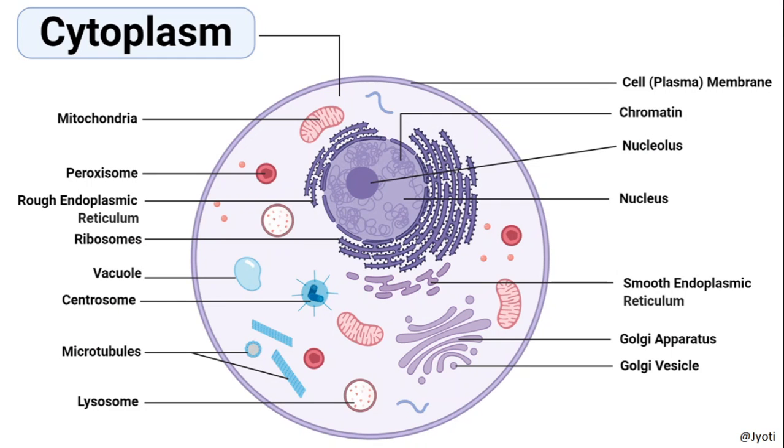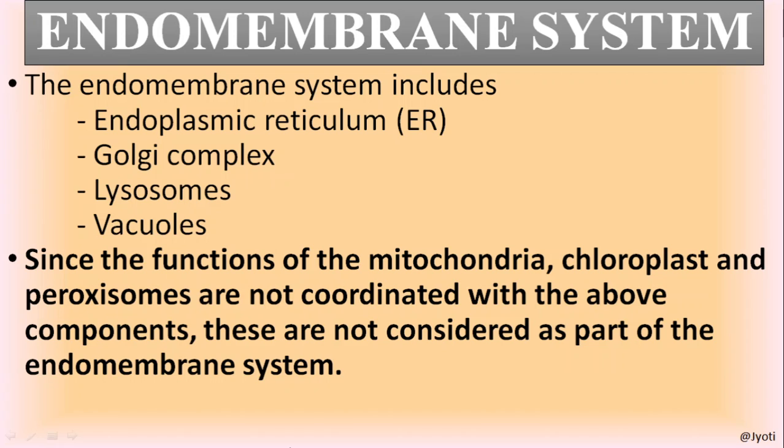So here in this picture, I am going to show you. This is the cell membrane or the plasma membrane, and this is the nucleus, and in between the nucleus and the cell membrane, the part which is present is called cytoplasm. And in this cytoplasm, you can see that several structures are present, and these structures are the cell organelles.